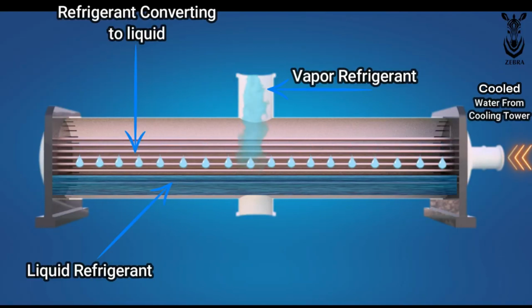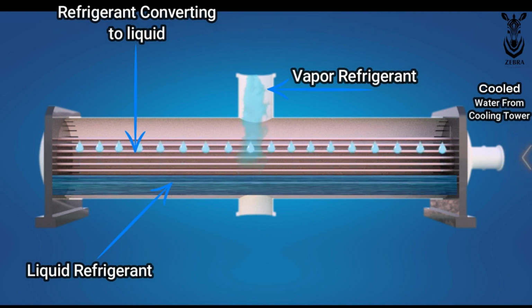The refrigerant, which is in vapor state, in the condenser of the chiller is cooled and condensed into liquid form with the help of water from the cooling tower. That's why we call it a condenser.